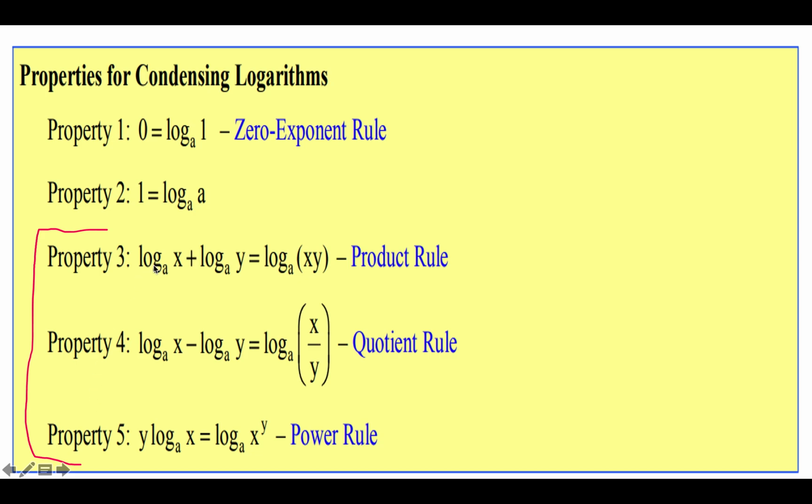So property 3 tells us it's the product rule. If you have log base a of x plus log base a of y, we want to condense them. We want to make it into a single log. How are we going to do that? Well, the plus sign means what? It means product, or multiplication. So our condensed answer is log base a of x times y.